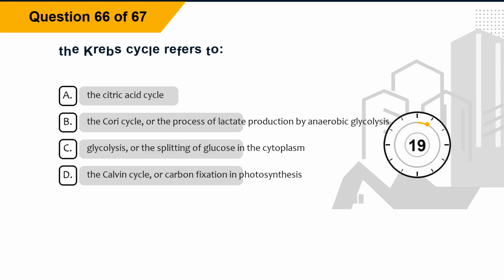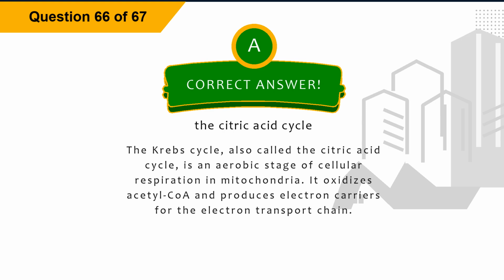Question 66. The Krebs cycle refers to option A, the citric acid cycle. Option B, the Cori cycle, or the process of lactate production by anaerobic glycolysis. Option C, glycolysis, or the splitting of glucose in the cytoplasm. Option D, the Calvin cycle, or carbon fixation and photosynthesis. The correct answer is option A, the citric acid cycle. Explanation: the Krebs cycle, also called the citric acid cycle, is an aerobic stage of cellular respiration in mitochondria. It oxidizes acetyl-CoA and produces electron carriers for the electron transport chain.